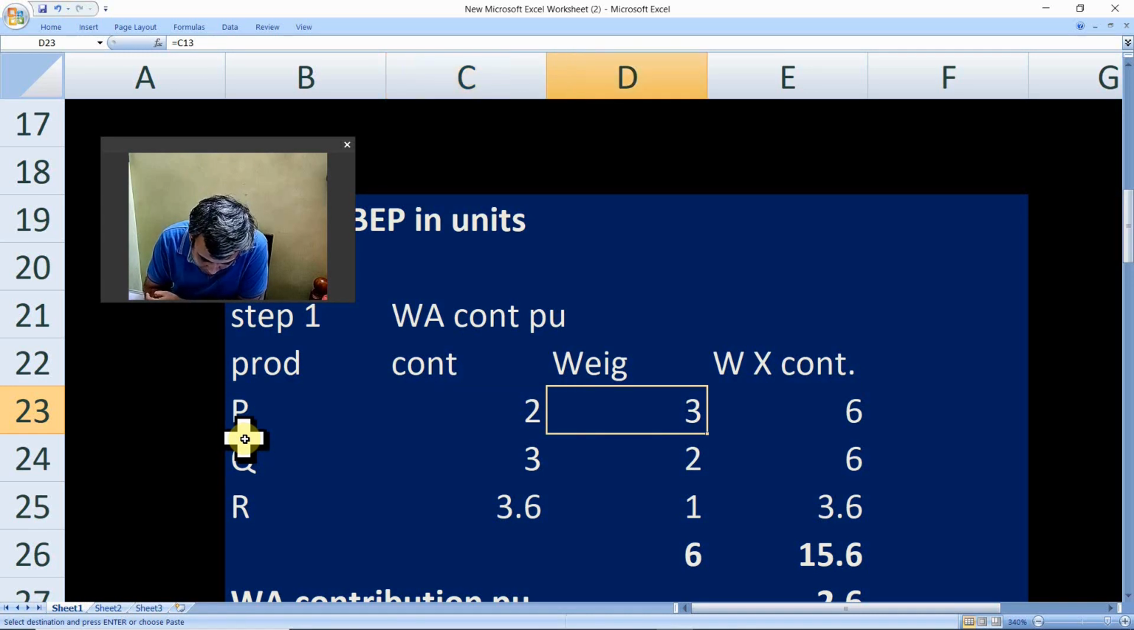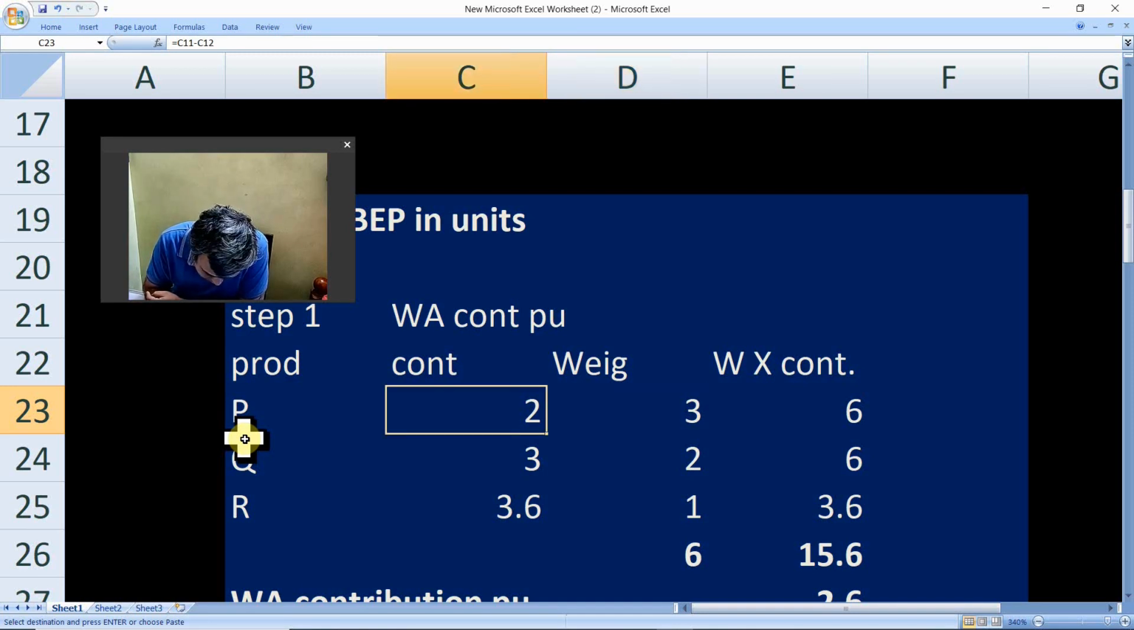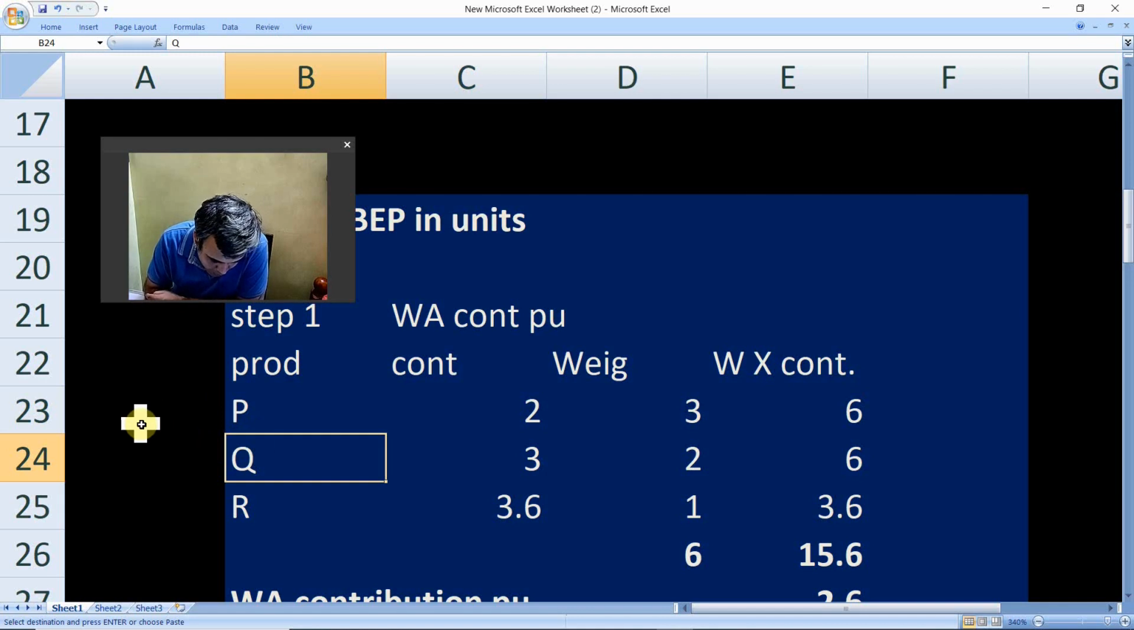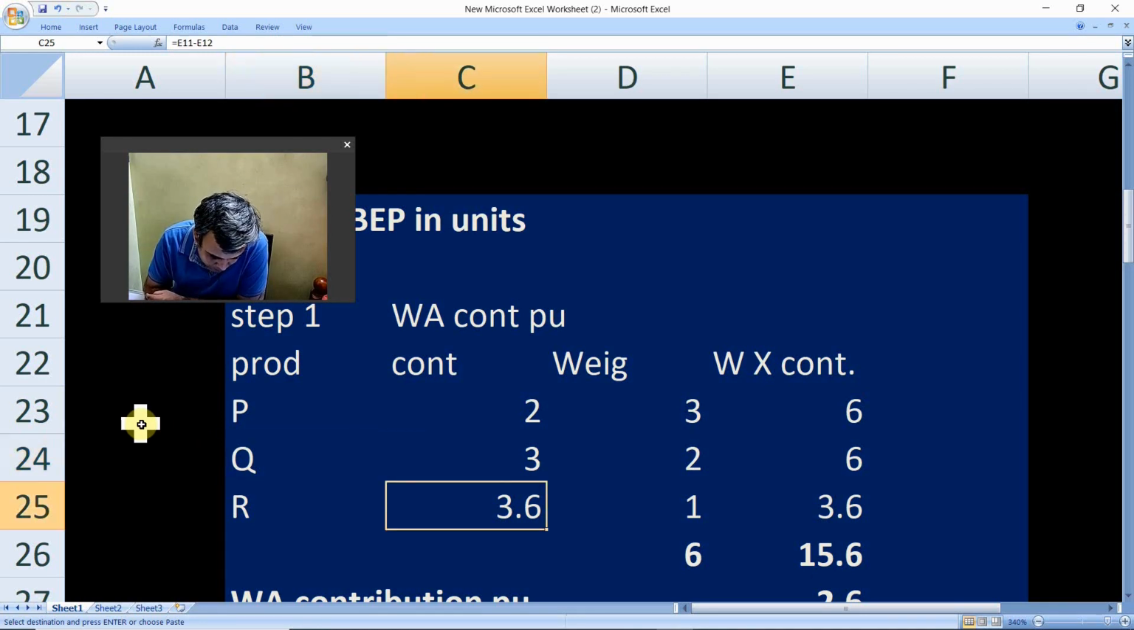For product Q, contribution is 3. It is 15 minus 12. For product R, contribution is 3.6. How 3.6? 9 minus 5.4. Shall I proceed? You are clear with contribution? Shall I move on? Yes.